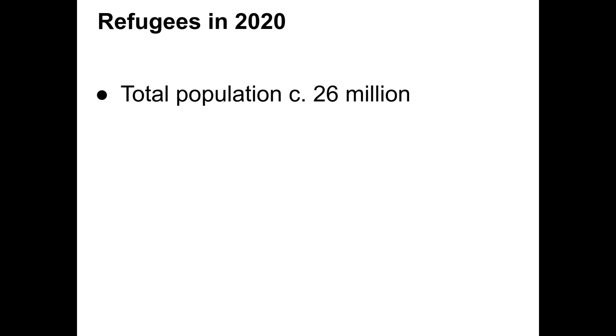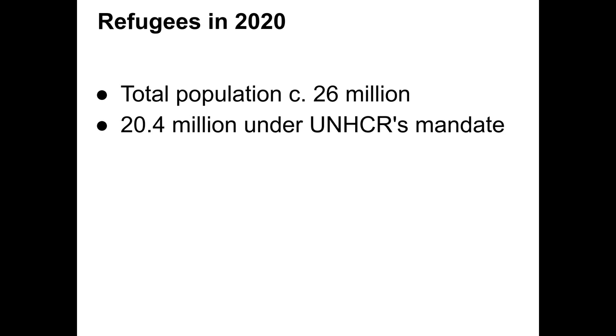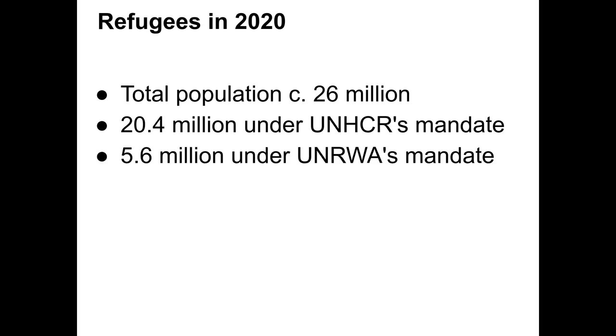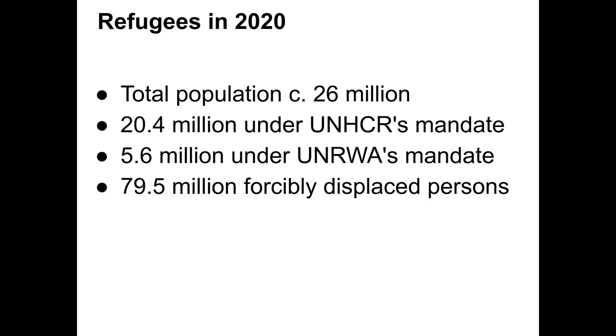The total population of refugees globally right now, 2020, is about 26 million. The UN High Commissioner for Refugees has about 20 million. In Israel, there's about 5.6 million Palestinian refugees that have been forced to leave because of the apartheid regime in Israel. About almost 80 million forcibly displaced persons worldwide. Almost 80 million people are some sort of refugee.